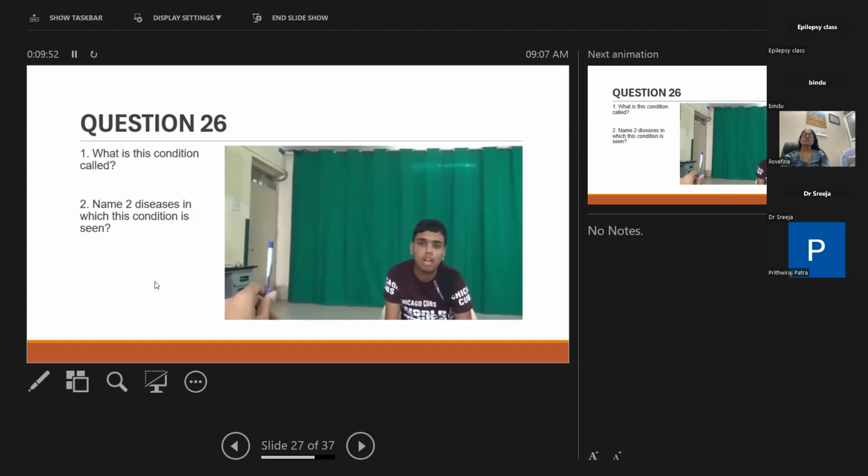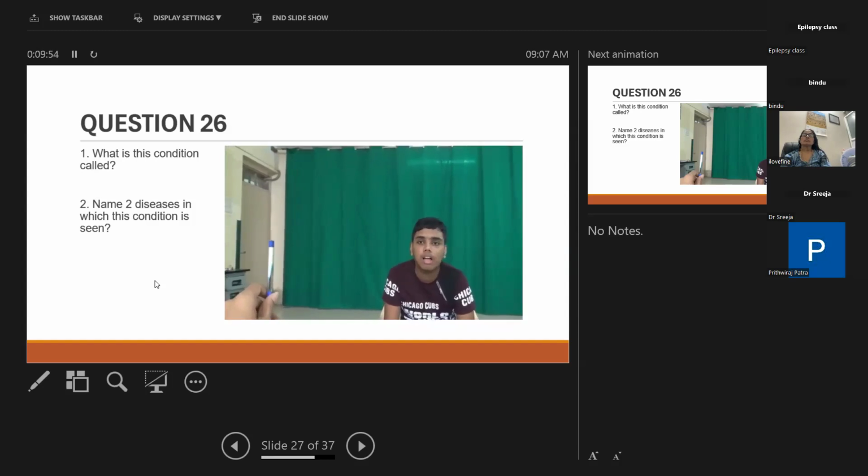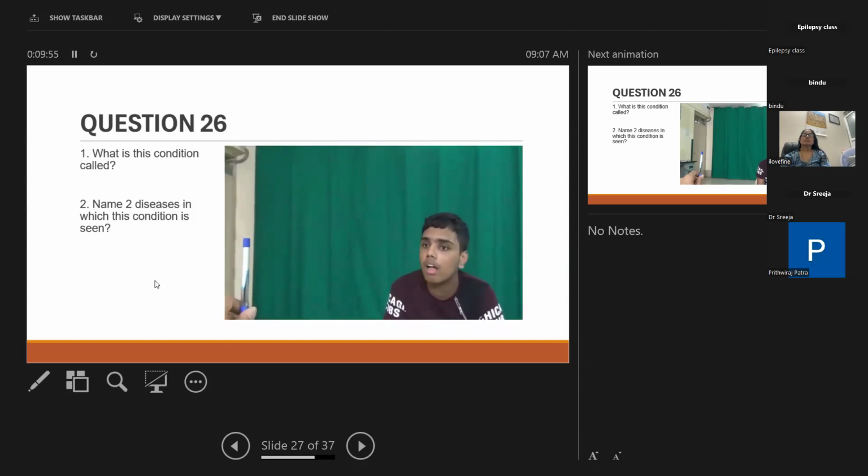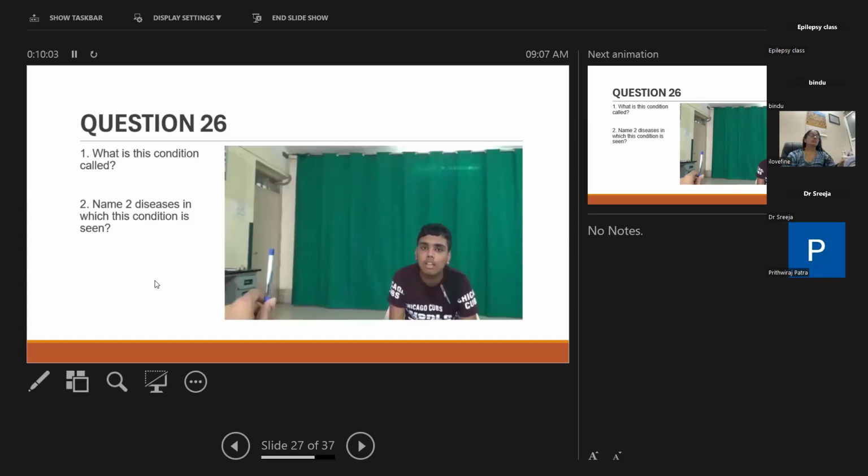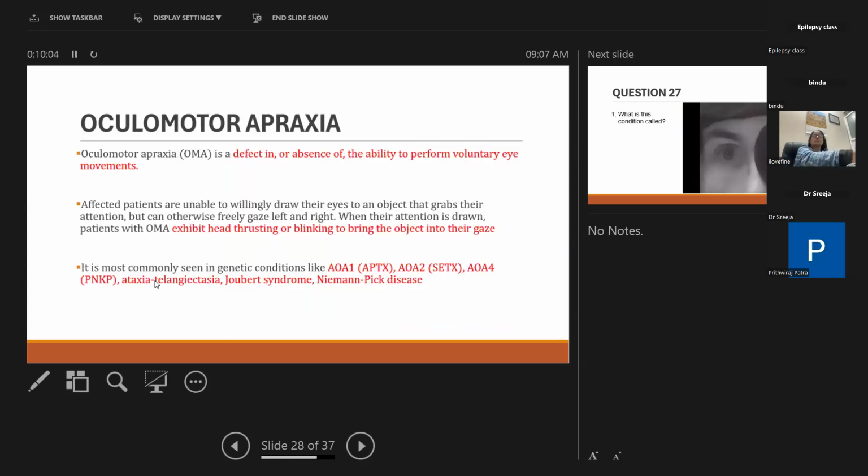What is this condition called? With this condition, the patient has full turning of the head when asked to fix on an object first, and then the eyes lag behind. So this is oculomotor apraxia, which is seen in other conditions as well.